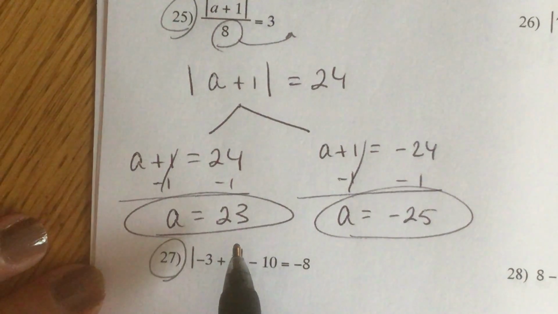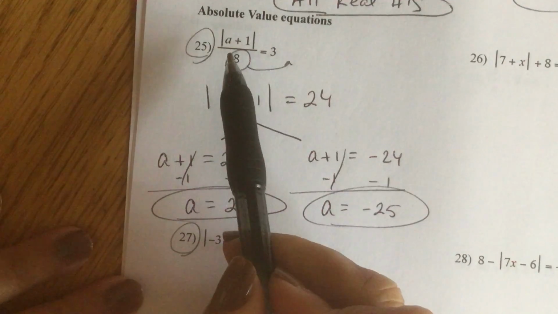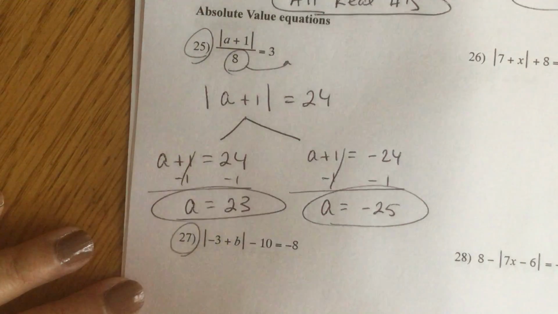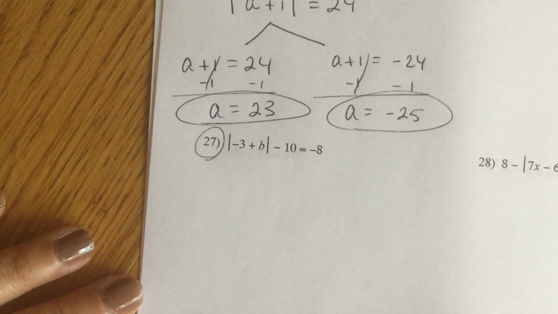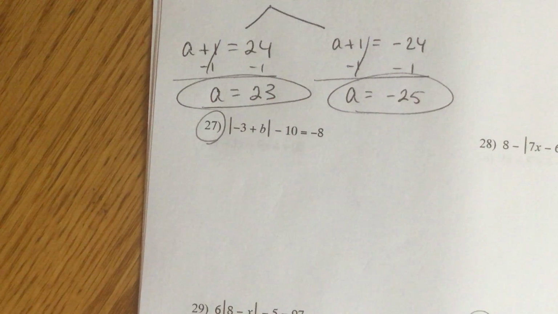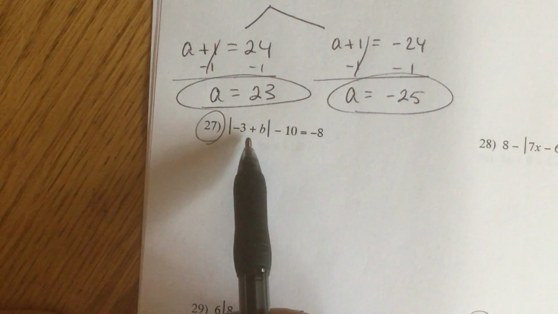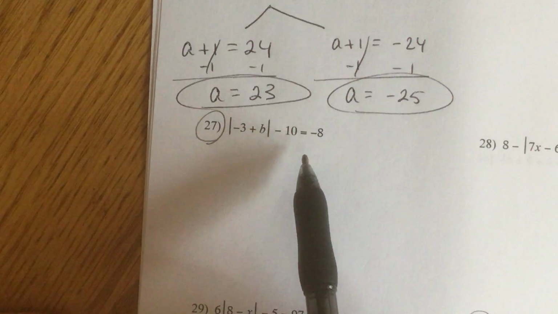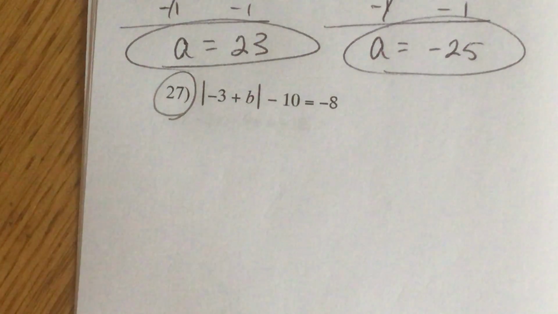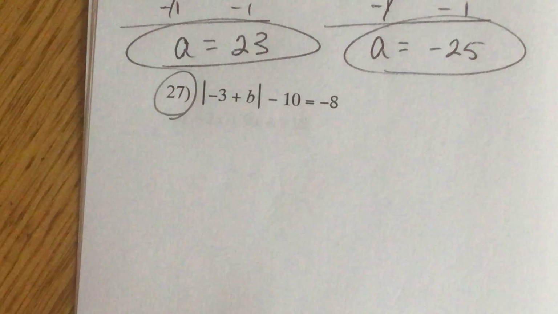So that means a positive 23 or a negative 25 could be plugged into the original equation for a, and you would get 3 either way, okay? So something you have to be careful about is that an absolute value, because it's always positive, can never equal a negative number. So when you're looking at this equation, you've got this absolute value and it equals negative 8. So at first glance, you might be tempted to think, well, that's no solution. That can't happen. But you cannot make that decision until you get your absolute value completely alone.